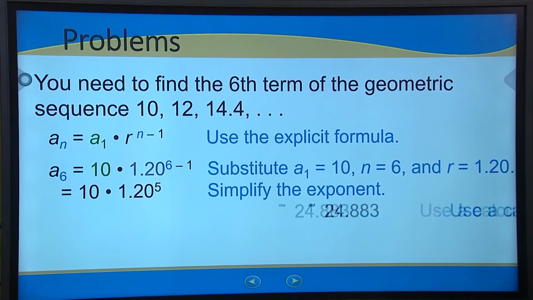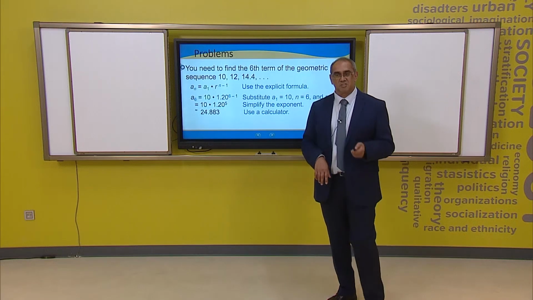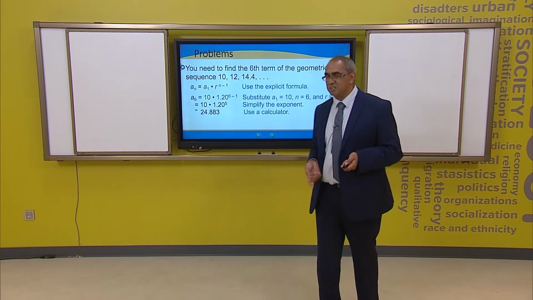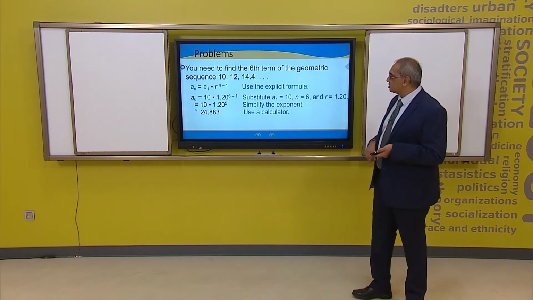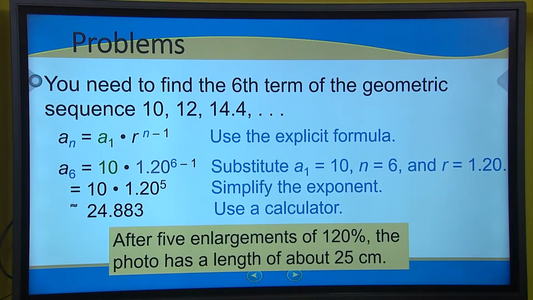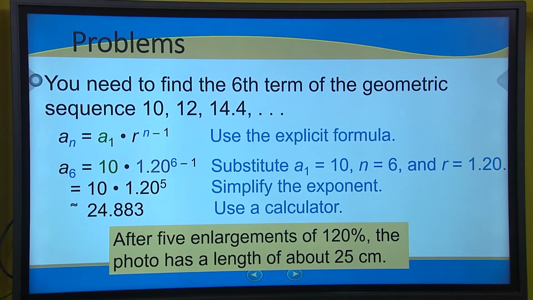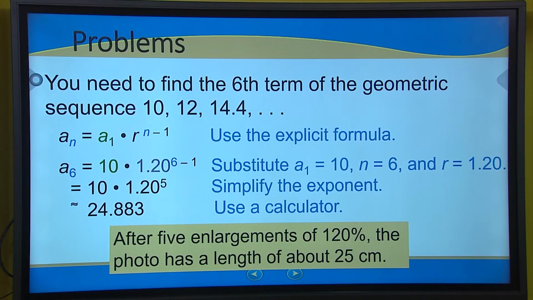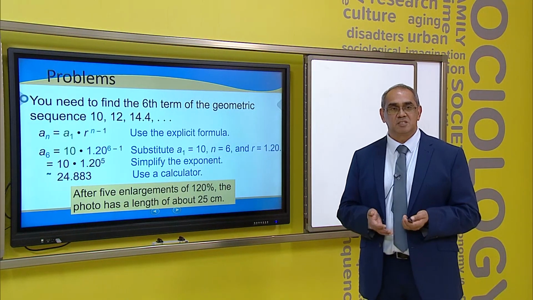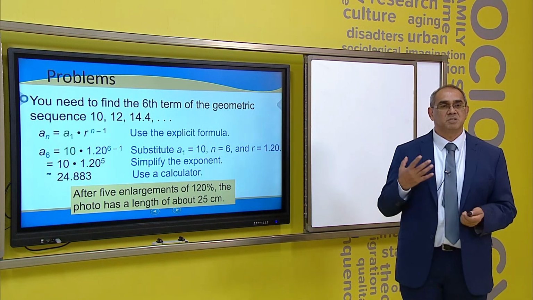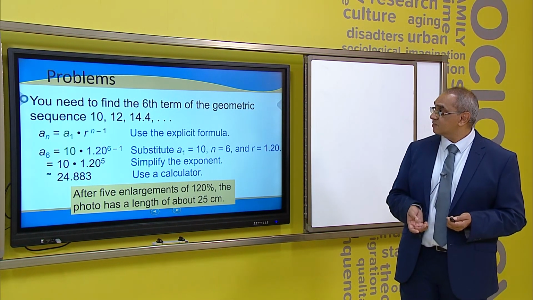And we put that into the equation. Use it on your calculator. Okay, guys, I'm not very mentally sharp to do all these things in my head. All right, use it on the calculator. You get 24.883. And my answer then to the question is, after 5 enlargements of 120%, the photo is going to have a size of about 25 centimeters. So there's a practical application for geometric sequences.